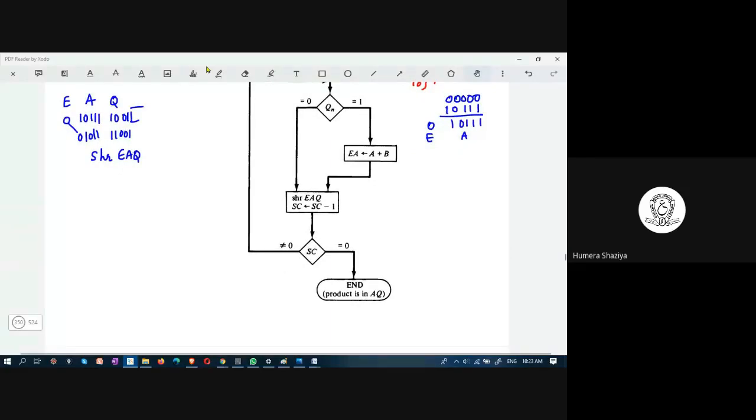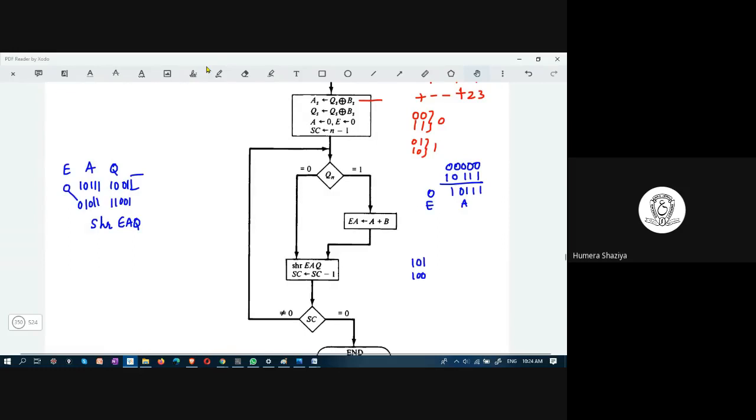Followed by SC equal to SC minus 1. SC was 101, minus 1 means it would be 100. This is the first iteration. In the next iteration, if SC is equal to 0, the process ends. If SC is not equal to 0, as after the first iteration where it is 100, the process continues again from the point of checking the Qn bit.